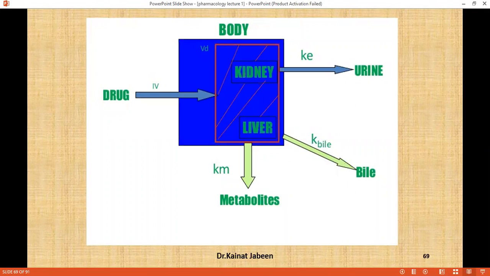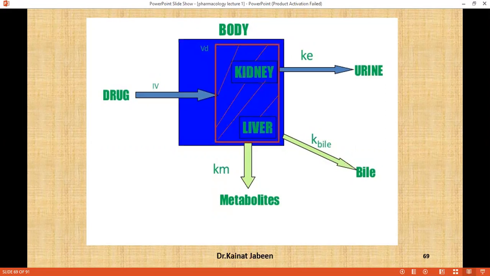So whenever the drug enters your body, it will move toward the kidney. If it is present in the hydrophilic form, it is going to be excreted through the urine. But if it is present in the lipophilic form, it is going to be reabsorbed from the distal convoluted tubules.